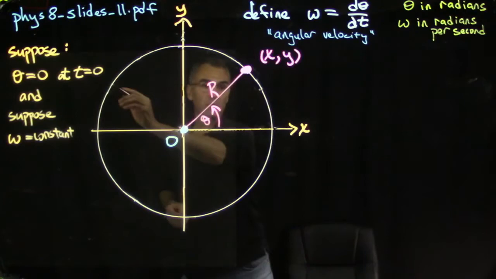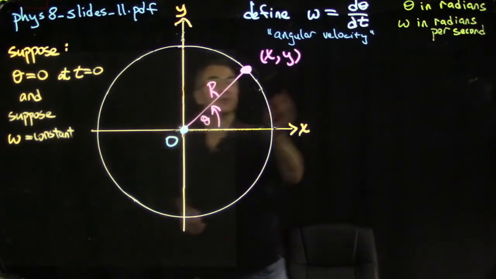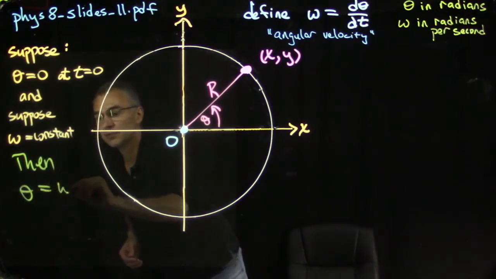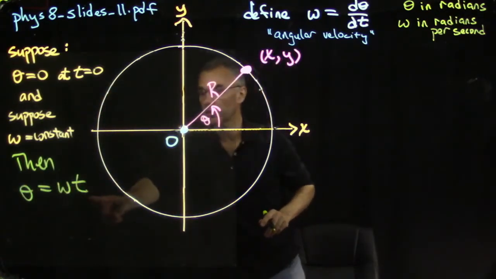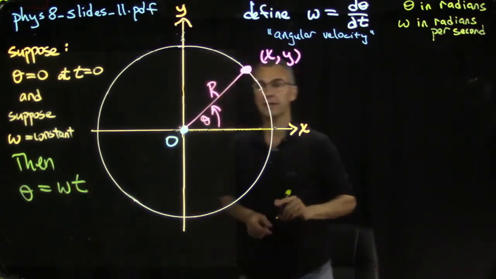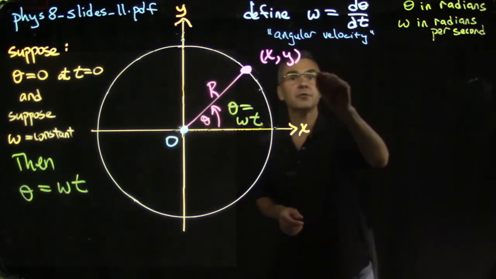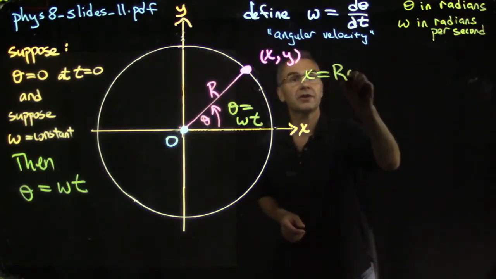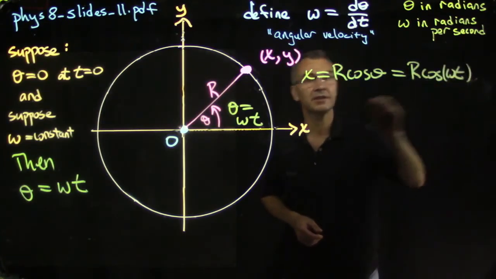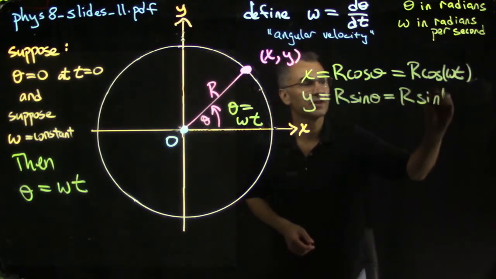So let's suppose that at time 0, we start out at theta equals 0, and let's suppose that our angular velocity omega is a constant. Then we would have theta equals omega t, since theta is 0 when t is 0, and the rate of change of theta is a constant equal to omega. So then here we would have theta equals omega t. So then we have x equals r cosine theta, which is r cosine omega t, and y equals r sine theta, which is r sine omega t.